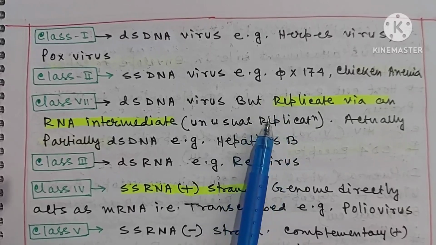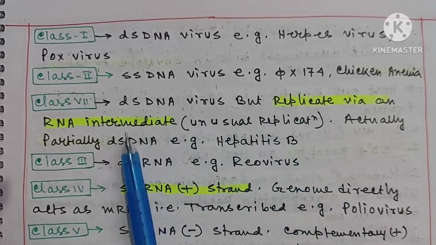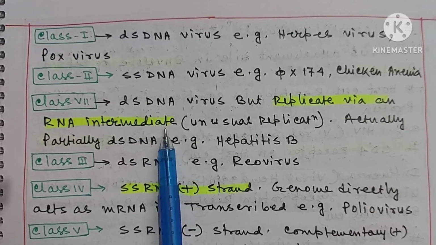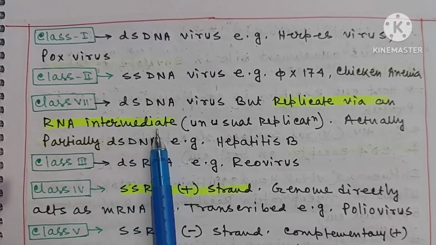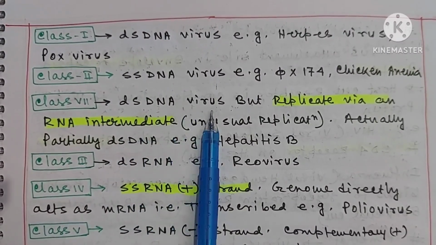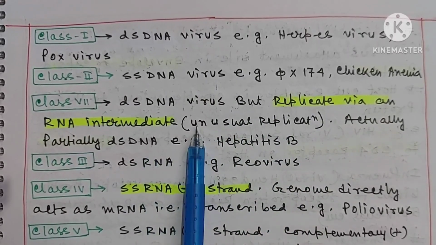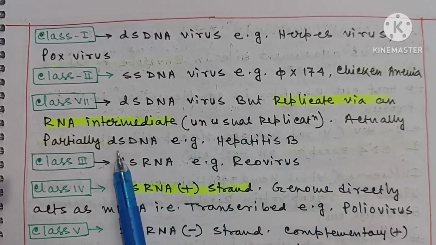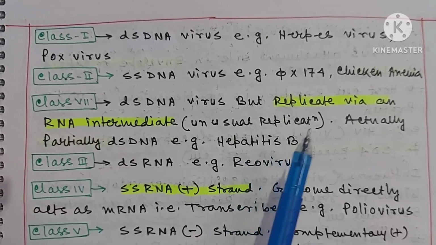So class 7 viruses replicate via an RNA intermediate. This is very important, and later we will discuss the replication process of these different classes. These double-stranded DNA viruses replicate via an RNA intermediate, which is an unusual replication. Actually, these are partially double-stranded DNA. An example of class 7 viruses is hepatitis B virus.